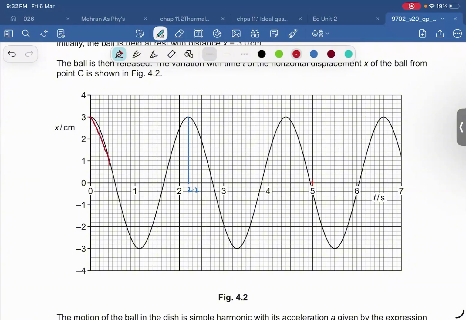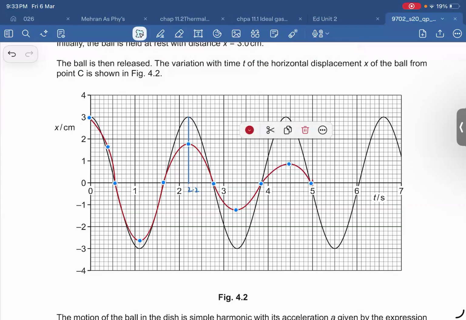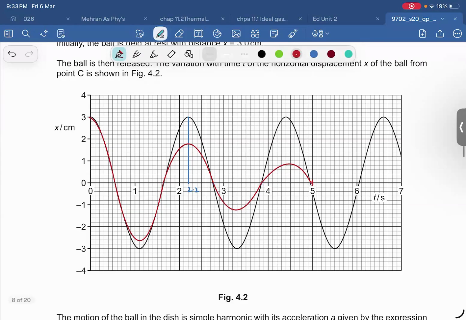Okay, now show the lower amplitude. Okay. And the time period should be approximately the same, right? Right. So for this, you get 3 marks. Perfect. Okay. This is how it looks like. Okay. Good.